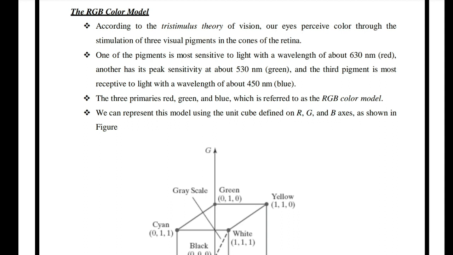So what you will be mentioning is what is RGB. RGB means red, green and blue. Why we are using red, green and blue, that's the second question. In that you have to mention, because of the way the human eye works, according to the tri-stimulus theory of vision, our eyes perceive colors through the stimulation of three visual pigments in the cones of the retina. That's why we are using R, G and B. Okay, so these are some of the information given.